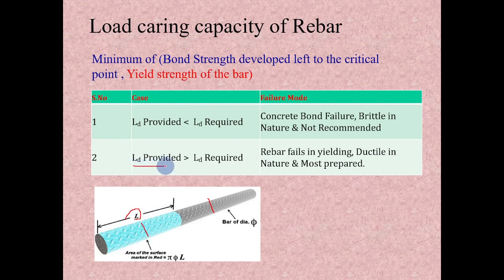Suppose the provided LD is greater than or equal to the LD required, then the bar will fail by yielding, and it will create cracks in the RCC element, so we will get some warning before it collapses. So we always prefer to design a ductile element rather than a brittle element. That is why the LD provided should be at least equal to or greater than required. It should not be less than required.